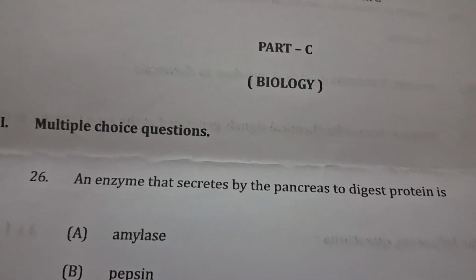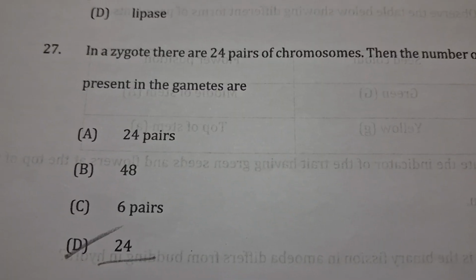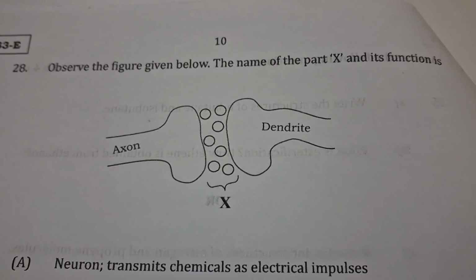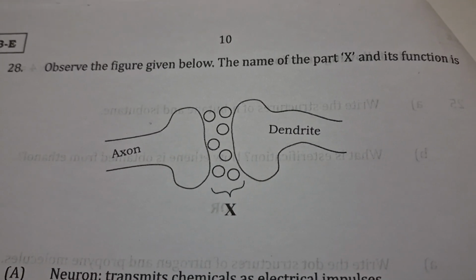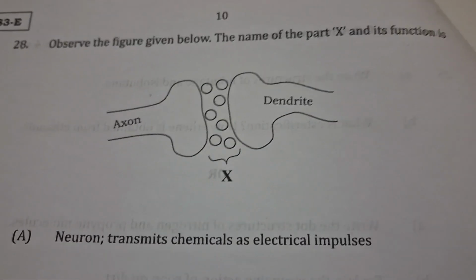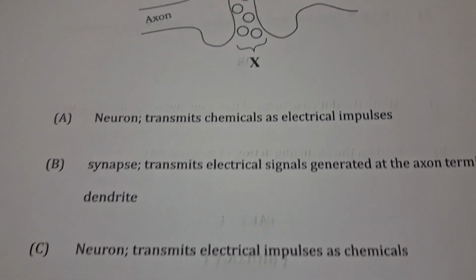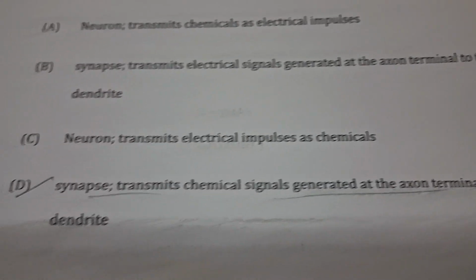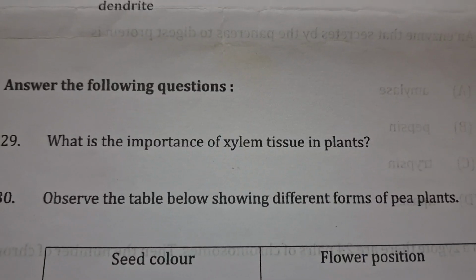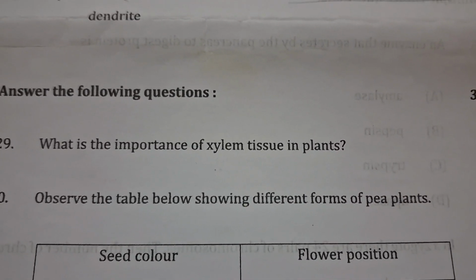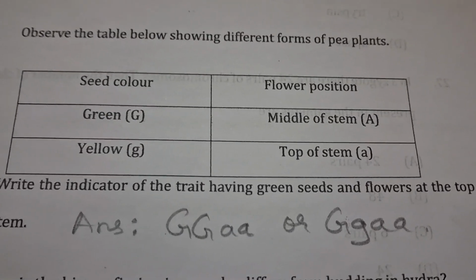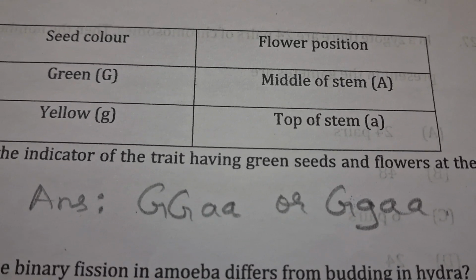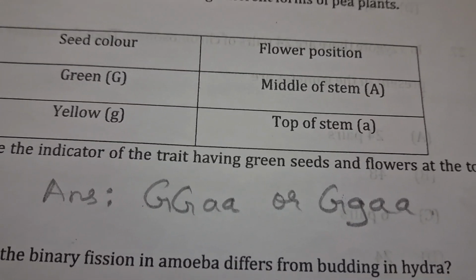Part C, biology. 24. Identification. It is a dendrite and axon. The gap is a synapse. So here the answer is synapse, transmit chemical energy generated. D is the answer. Importance of xylem in plants. Then observe the table. So the answer having the trait capital G AA, capital G GAA.